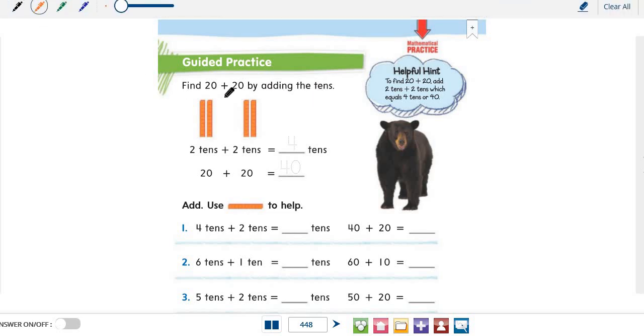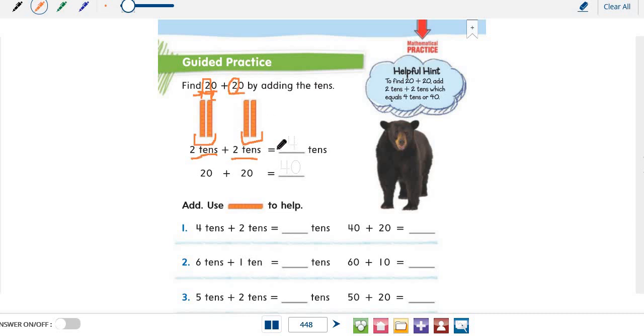Find 20 plus 20. These 2 rods model number 20, and these 2 rods show again the other number 20. In number 20, we have 2 tens. Always, when someone asks you how many tens, look at this digit, the tens digit. Since this digit is 2, we have 2 tens. The same for the other number, it's also 20, so again this digit is 2, so we have 2 tens.